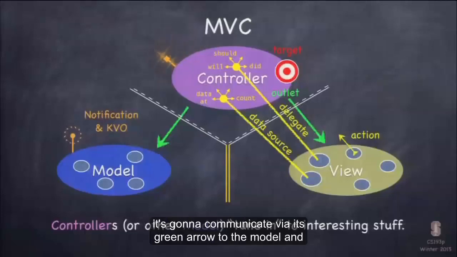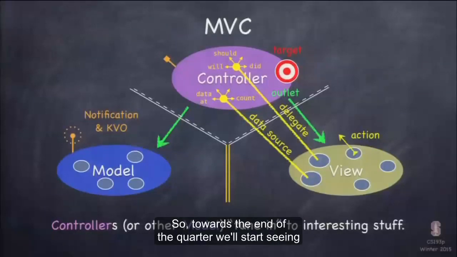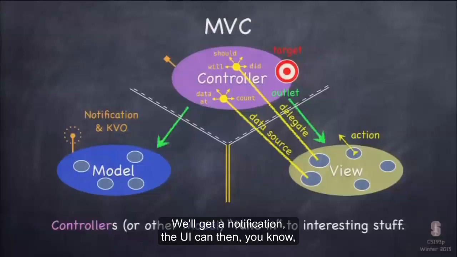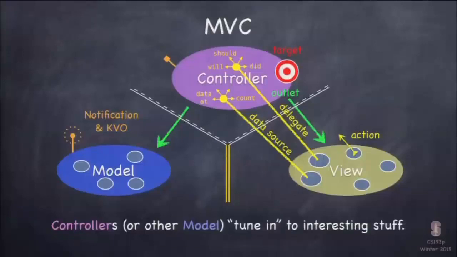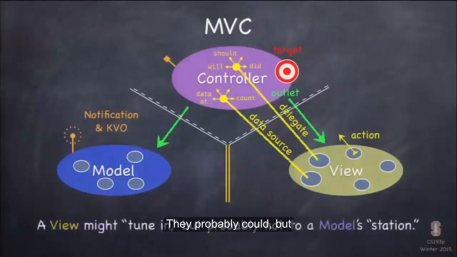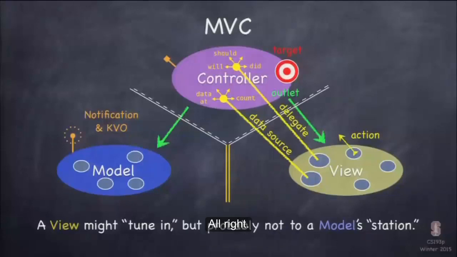And when it finds out something changes, it's going to communicate via its green arrow to the model and say, okay, give me that data that changed. Right? Does that make sense? So towards the end of the quarter, we'll start seeing how to do notification to find out, for example, if the data in a database changes. We'll get a notification. The controller can then go talk to the model to get the new info. Okay? Some people have asked, can a view tune into the radio station? They probably could, but you probably wouldn't want to do that. That would probably be a violation of MVC.